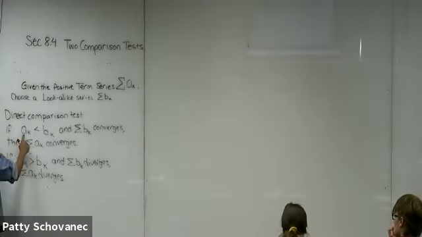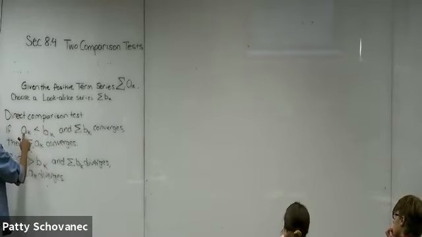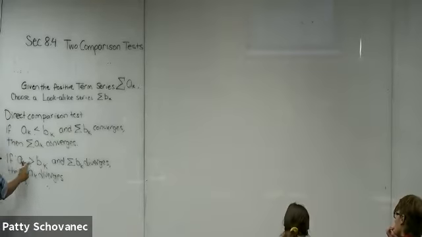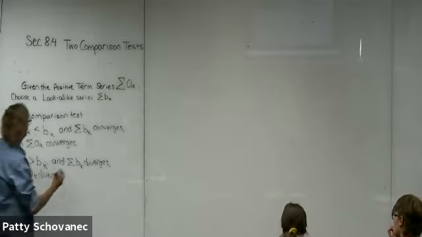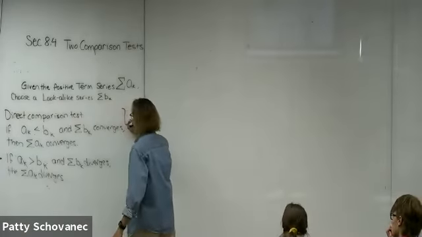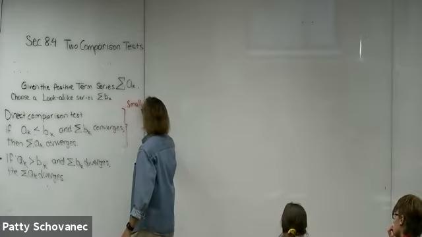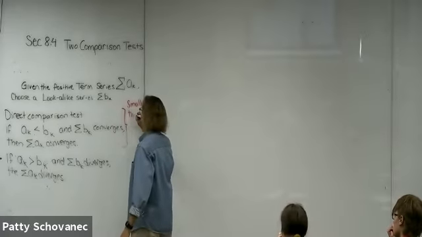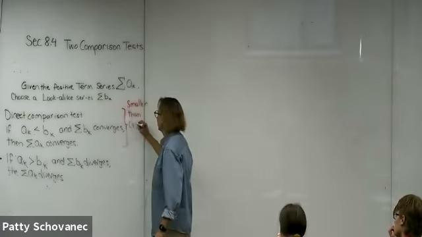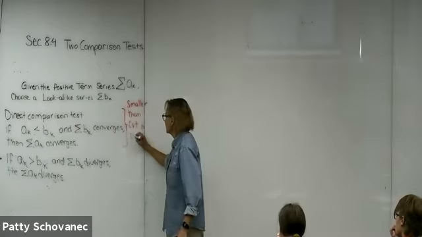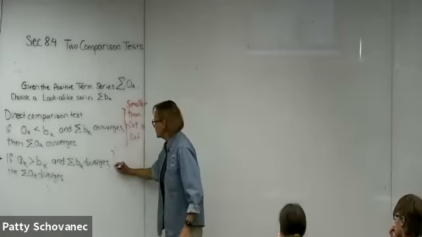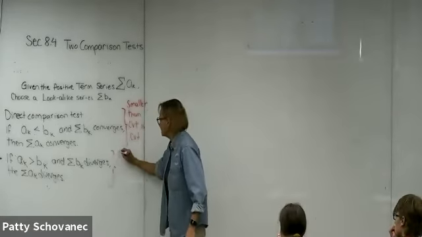If it's smaller than a convergent series, then the series converges. If it's bigger than a divergent series, then the series diverges. So smaller than convergent is convergent. The other conclusion can be drawn if it's bigger than a divergent, then it's divergent.